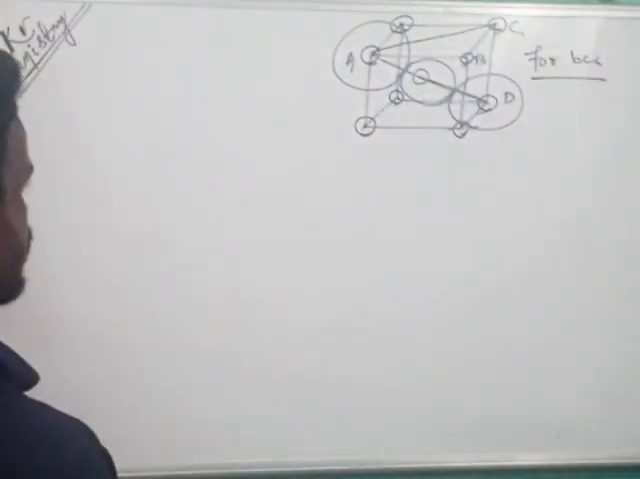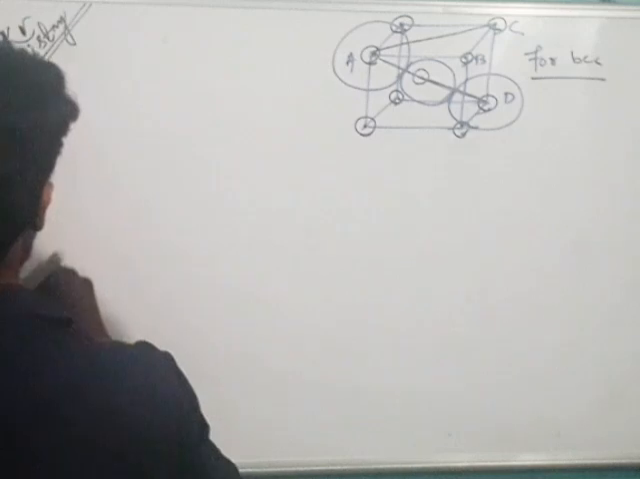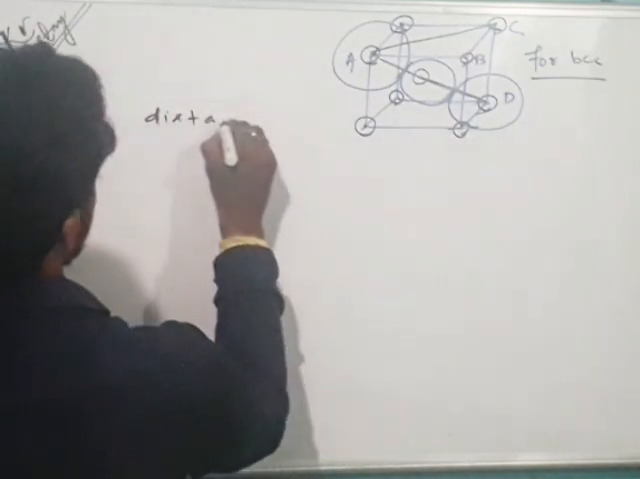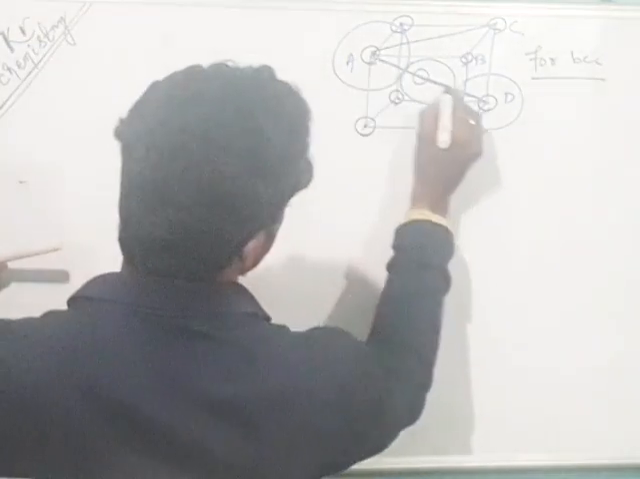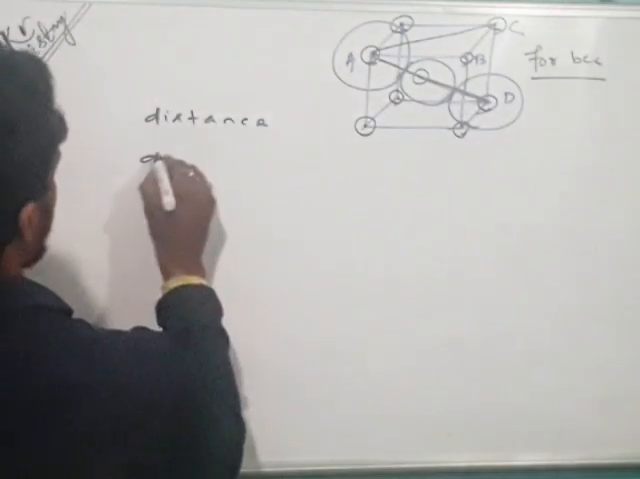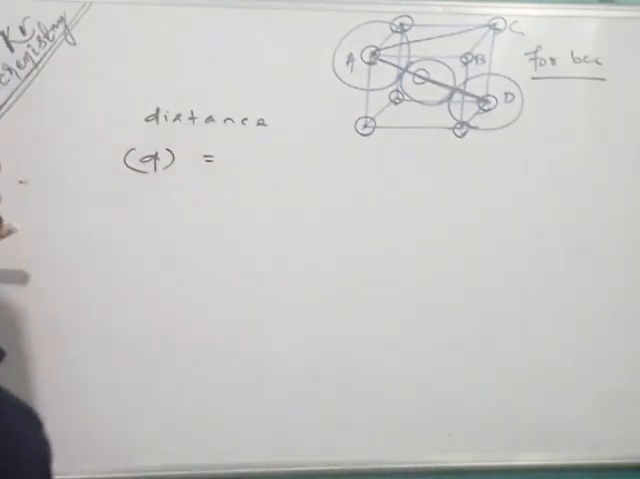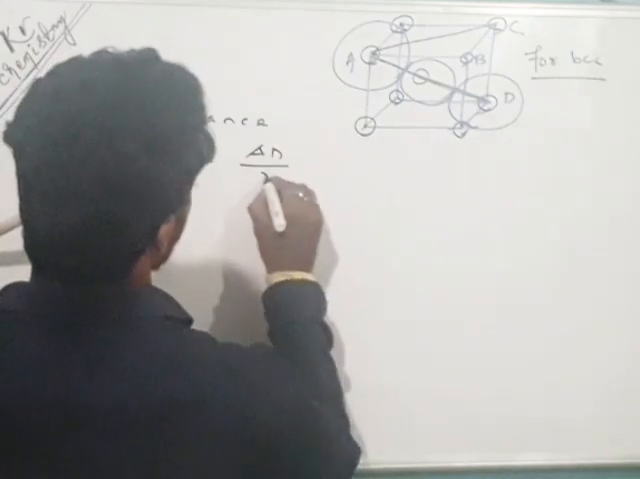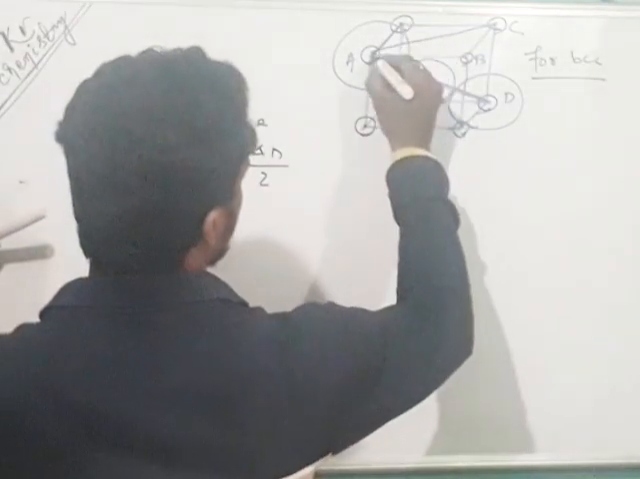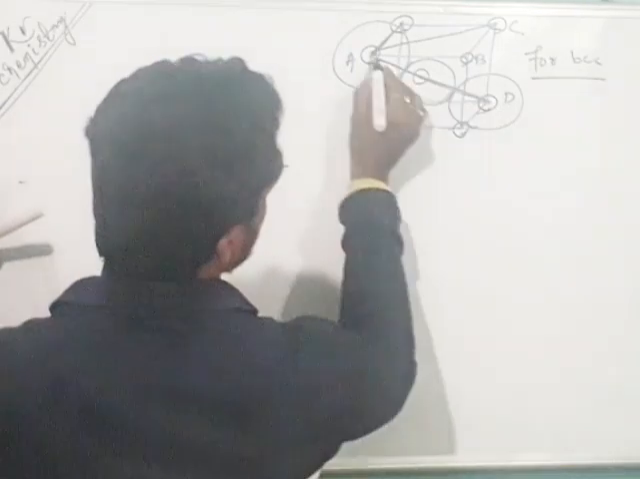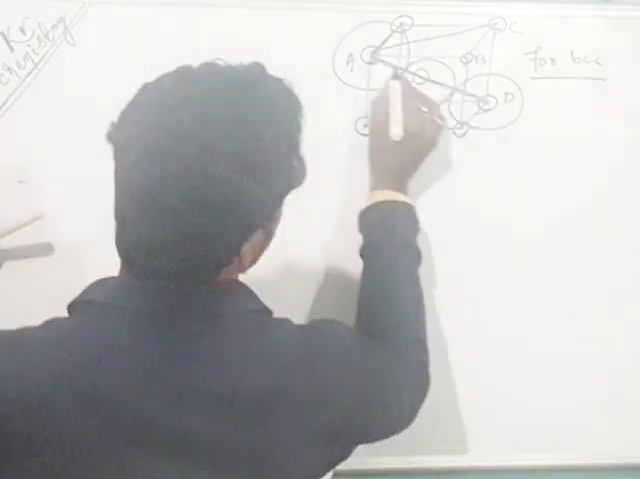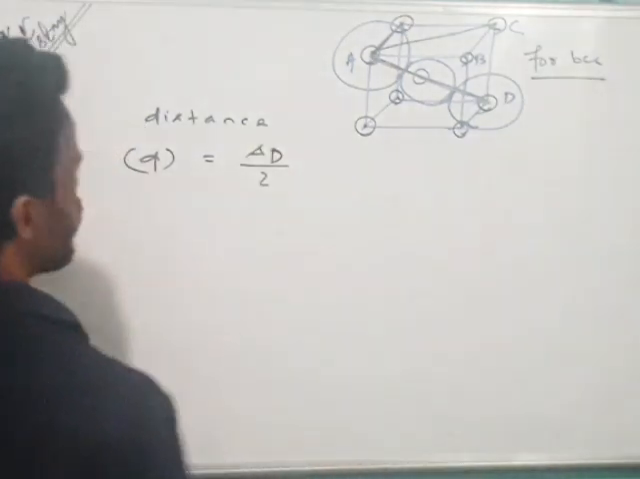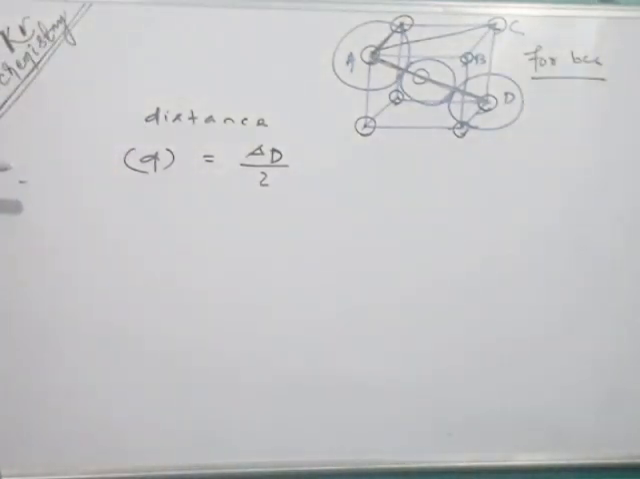Then for BCC, the distance between the nearest neighbors, this is the distance AD. The distance between nearest neighbors d is equal to AD by 2, since this is also one neighbor. Remember this formula: d is equal to AD by 2.